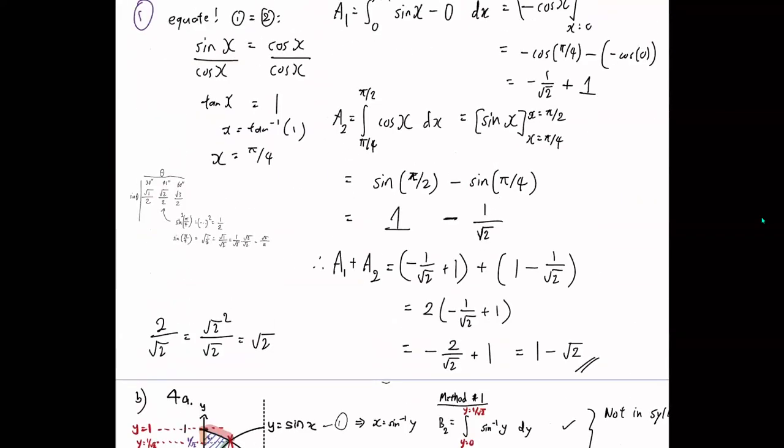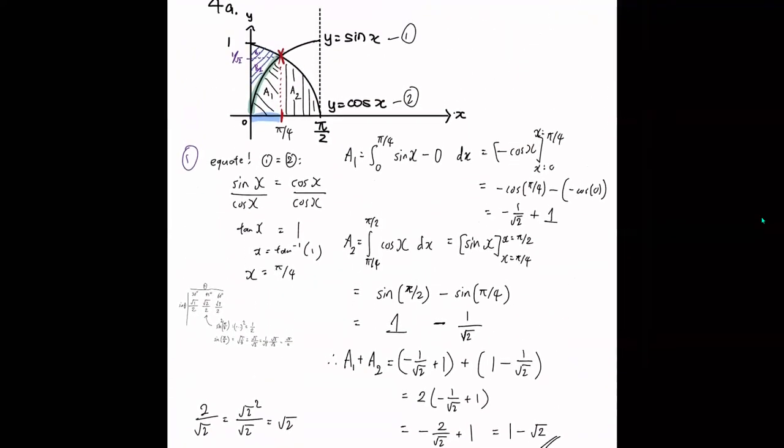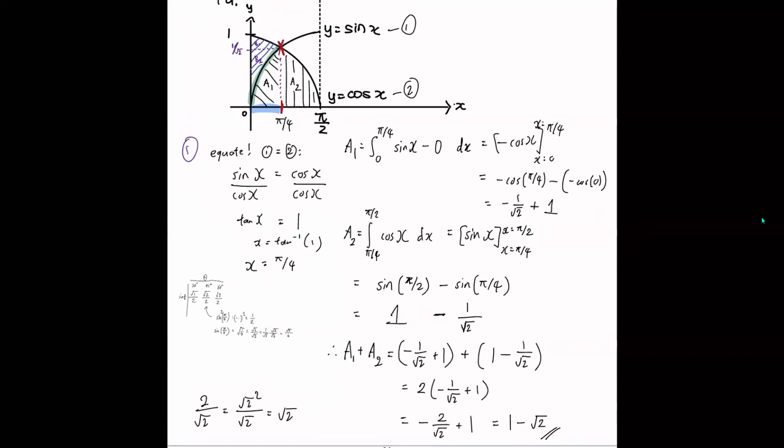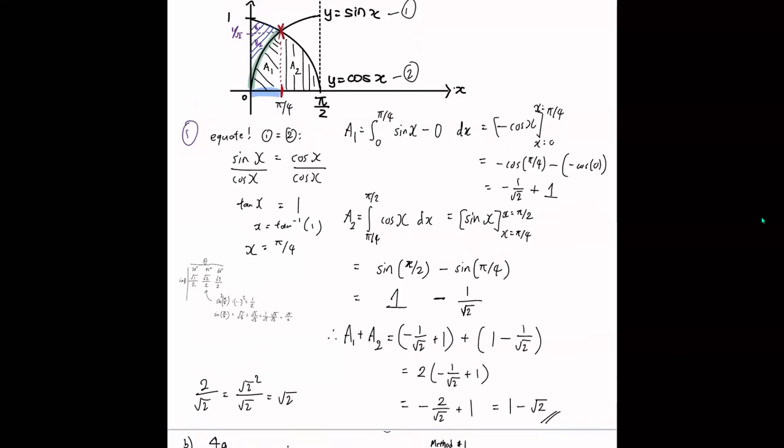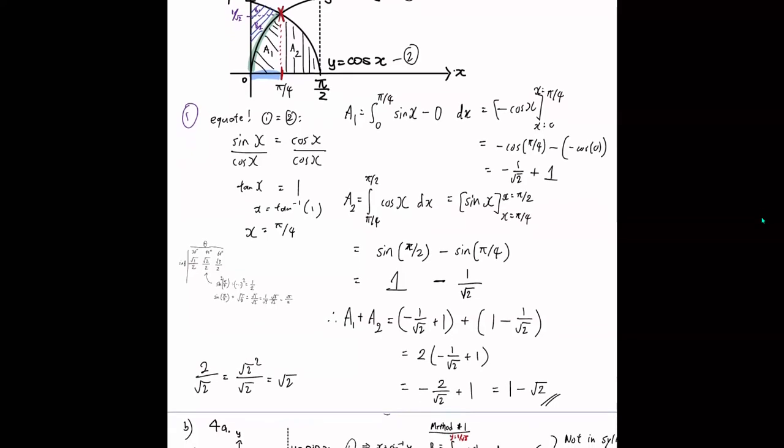Let me just double check my working out for A1 plus A2. Integrate sine x from 0 to pi over 4. Integrate cosine x from pi over 4 to pi over 2. Integrate cosine, okay, sine, this minus this, 1 minus this, add them.